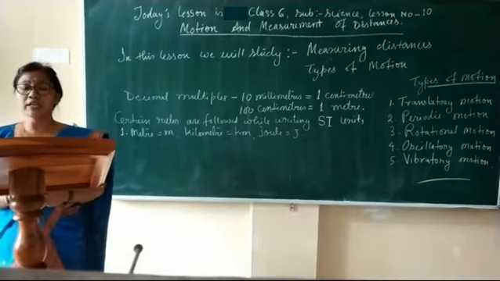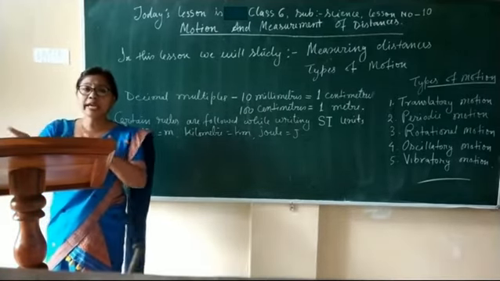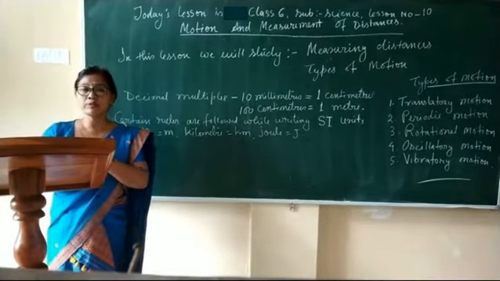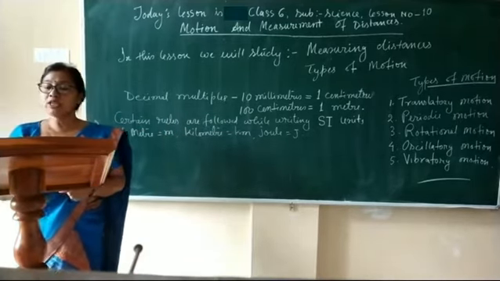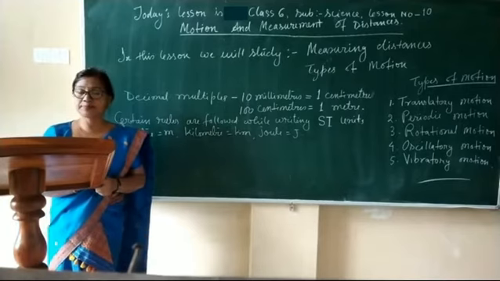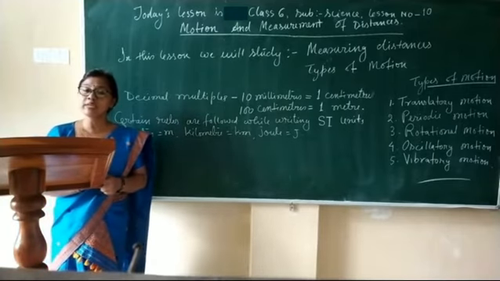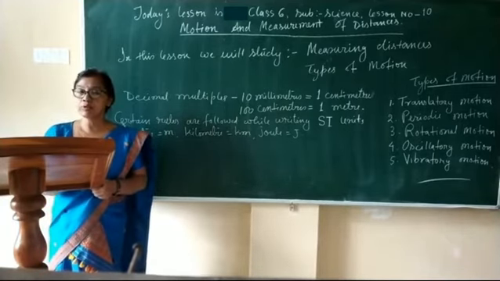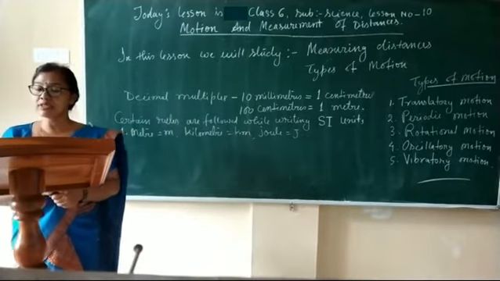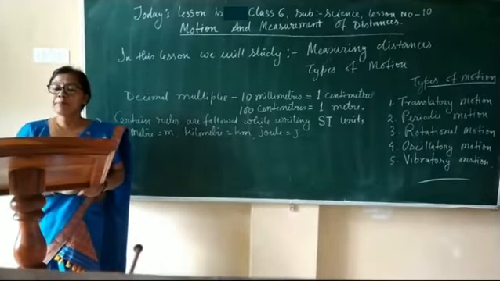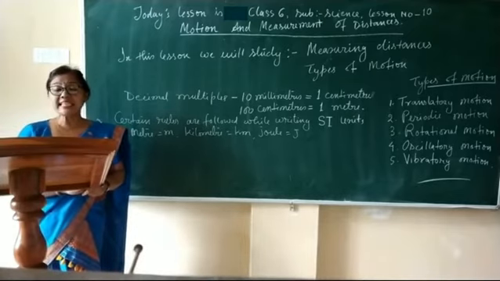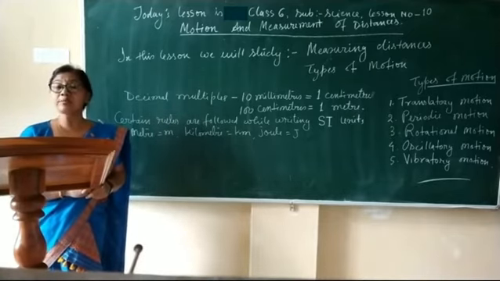Now let us see oscillatory motion. When an object moves to and fro between any 2 points, it is said to be in oscillatory motion. Such a motion is known as oscillatory motion. The movement of the pendulum of a clock is an example of oscillatory motion.